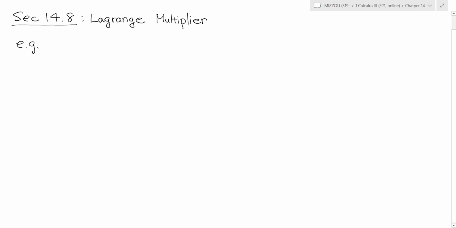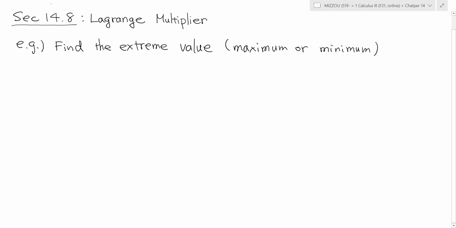So here's an example. Find the extreme value, either maximum or minimum, if it exists, of z equal to x squared plus y squared.